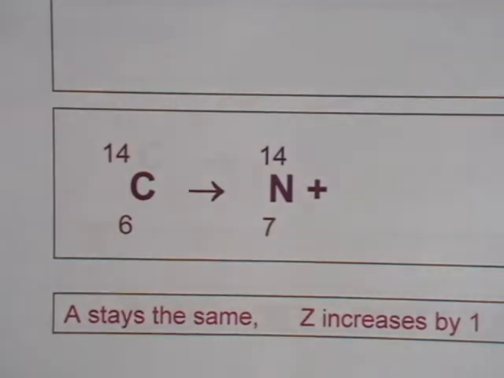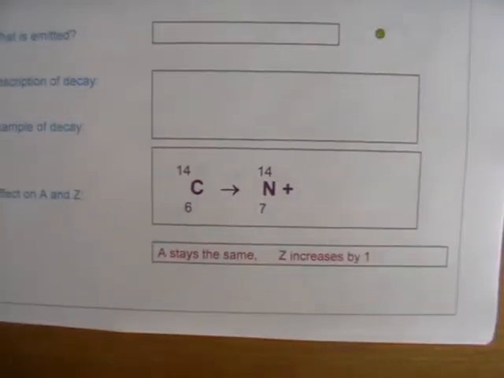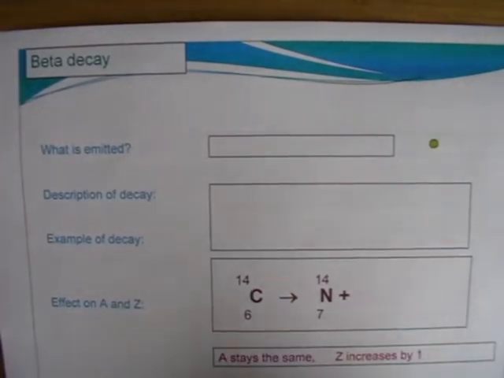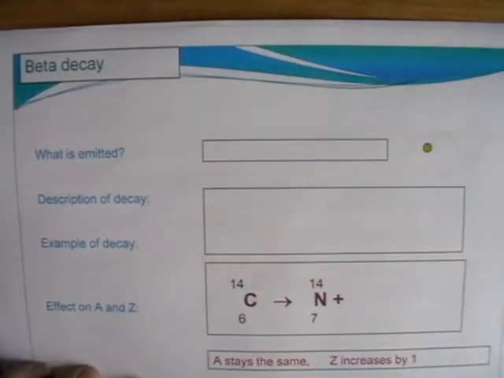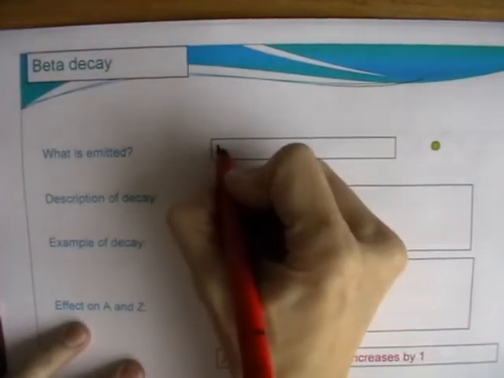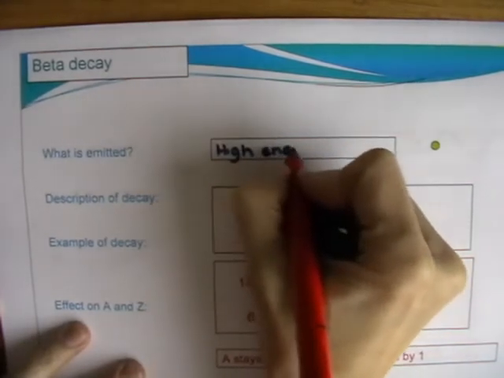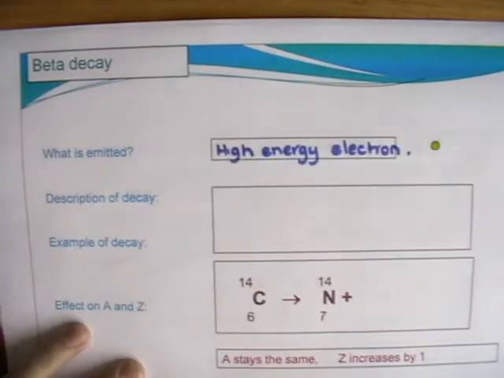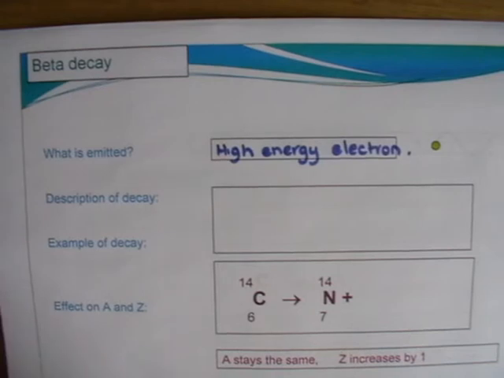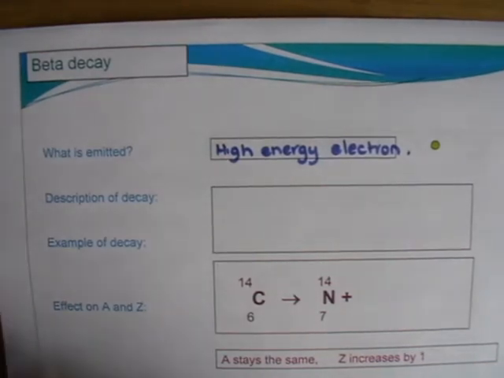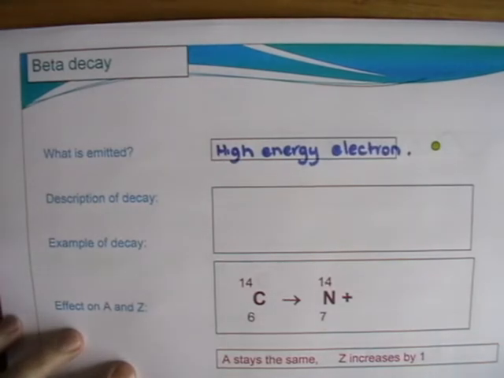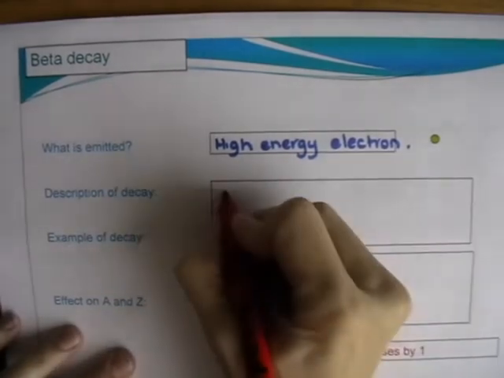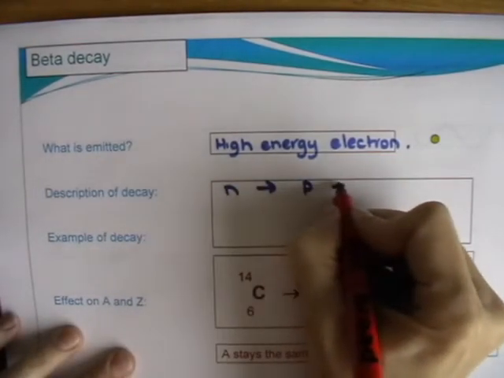Okay, beta decay then, and I'll just scan out again so you can see this. So in beta decay, what is emitted? So you can see I've just got one wee circle here, and that is a high energy electron. So description of the decay. And what happens is actually a neutron in the nucleus decays into a proton and an electron. And I'm going to write this down. You don't have to learn this, but this is what happens. A neutron decays to give you a proton plus an electron.